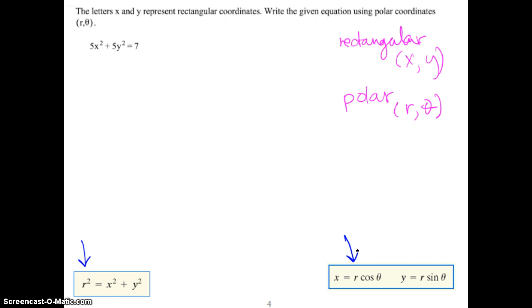So in this case, looking at this equation, one thing that jumps out to me is that we've got two 5's here. And if we factor the 5 out, then we see that we've got the r squared equals x squared plus y squared formula. Do you see that? x squared plus y squared is r squared.